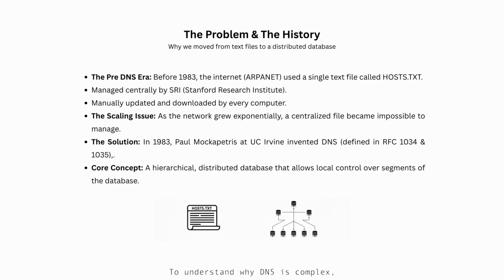To understand why DNS is complex, you have to understand the problem itself. Back in the ARPANET days, if you wanted to talk to another computer, you looked up its address in a file called host.txt. It was literally a list. Every time a new computer came online, a guy at Stanford had to update the file and everyone else had to download it. It didn't scale, and in 1983, Paul Mockapetris proposed a distributed system. Instead of one file, we broke the namespace into a hierarchy. This allowed decentralized management. You manage your slice of the internet, I manage mine.